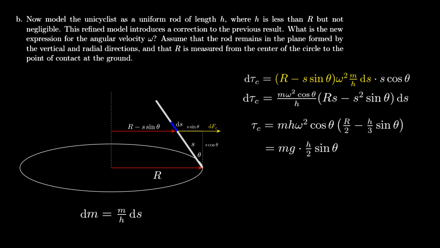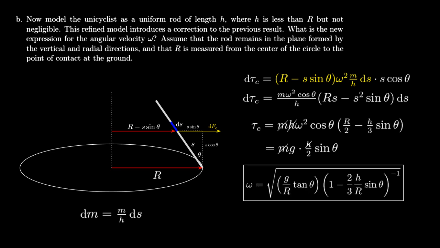And if we equate these two expressions, then first of all, we cancel out the common factor of m and h. And then if we just rearrange the equation, we're going to get omega squared equals the square root of g over R tangent theta, divided by 1 minus 2/3 h over R sine theta. And we write it in this form because the first part of it, the square root of g over R tangent theta, is just the answer to part A, and then the second part represents the correction to that result.